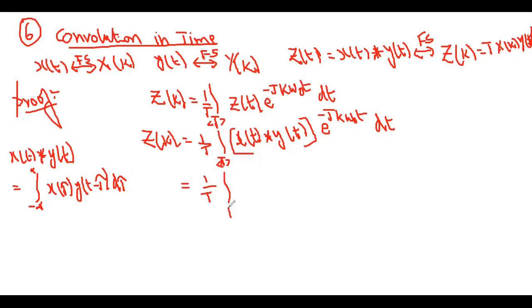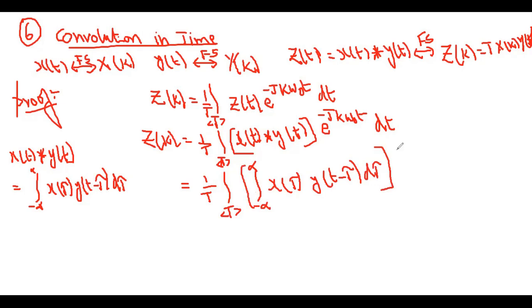Here the one integral over the time period remains. Now I am using the integral from minus infinity to infinity, with x of tau, y of t minus tau, d tau. Okay, I replace the convolution function with an integral, and e power minus j k omega naught t dt. What it matters to us.